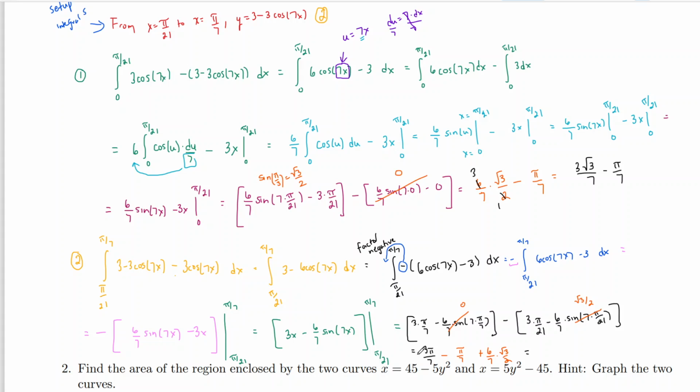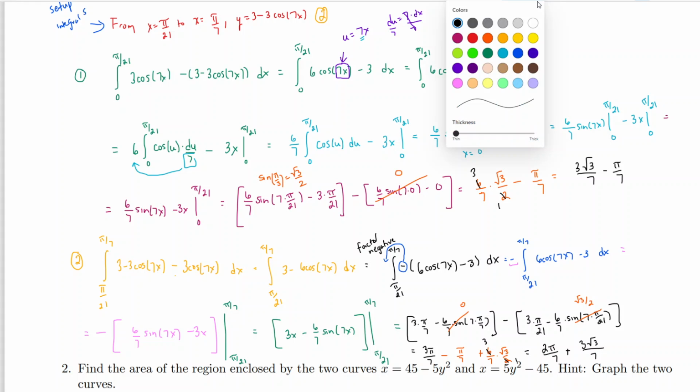So luckily for us, we can simplify the first two things pretty quickly because they're already over 7. 3 pi over 7 minus pi over 7 is 2 pi over 7. And then plus, this is the same thing as before. You can cancel out the 6 with the 2 to make a 3 and a 1. And we get plus 3 times the square root of 3 over 7.